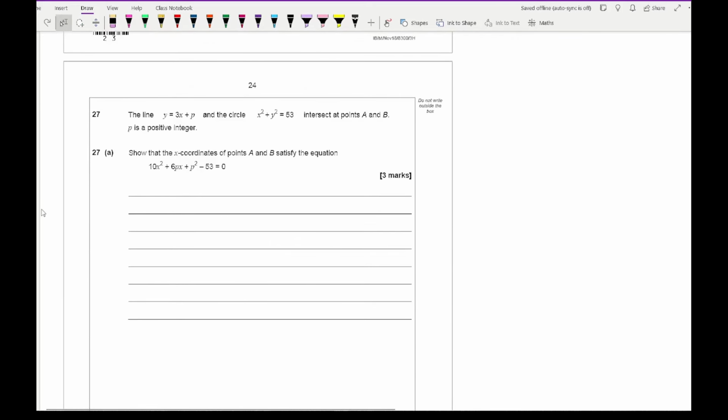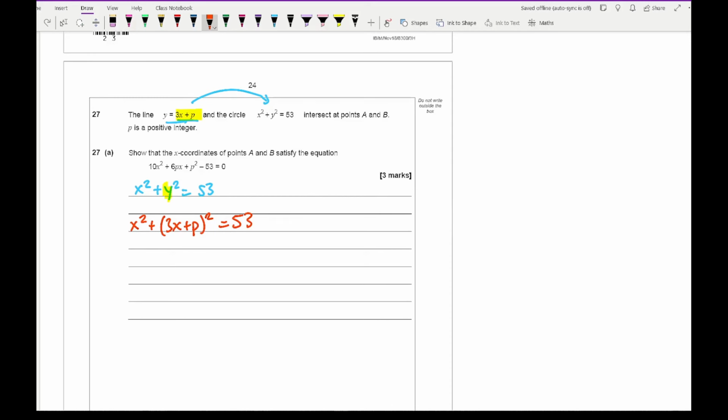Then looking at the next question, it says the line y = 3x + p and the circle x² + y² = 53 intersect at points A and B. p is a positive integer, so show that the x coordinates of points A and B satisfy the equation. What we want to do is substitute this equation into this one. So wherever I see a y, swap it with 3x + p. So from x² + y² = 53, I'm going to swap this y with this. So x² + (3x + p)² = 53.